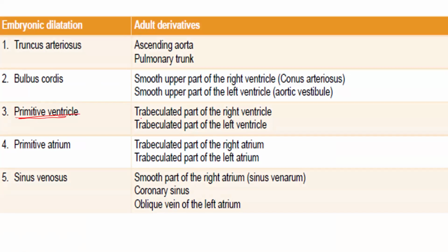The primitive ventricle just gives rise to the trabeculated part of the left ventricle. The trabeculated part of the right ventricle comes from the proximal 1/3 of the bulbous cordis. Maybe you wacha tu niweke hapo proximal 1/3 of bulbous cordis.